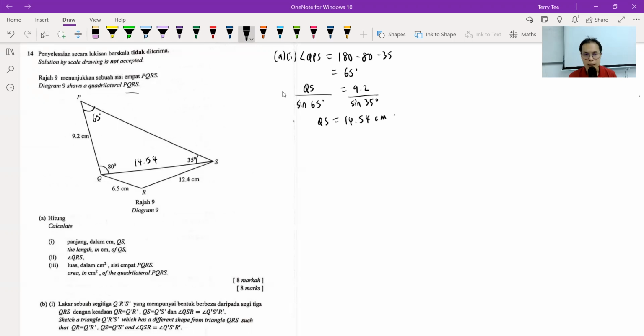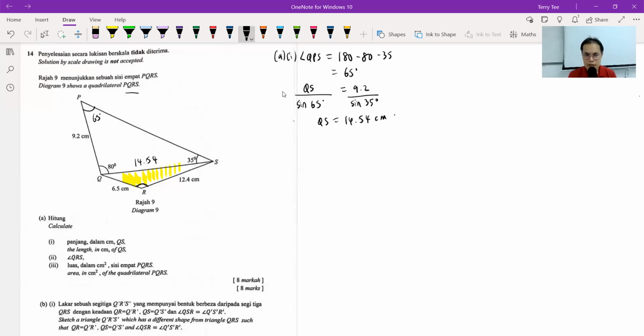Now we know this length, 14.54. Actually, there are two ways to find area of this triangle here. Now look at this, the yellow triangle here. There are two ways to find it. We can use Heron's formula, or we can find this angle first using cosine rule. Then we find area by using half ab sine C.